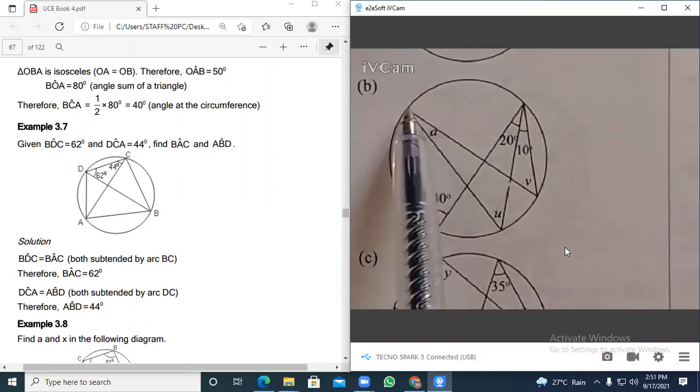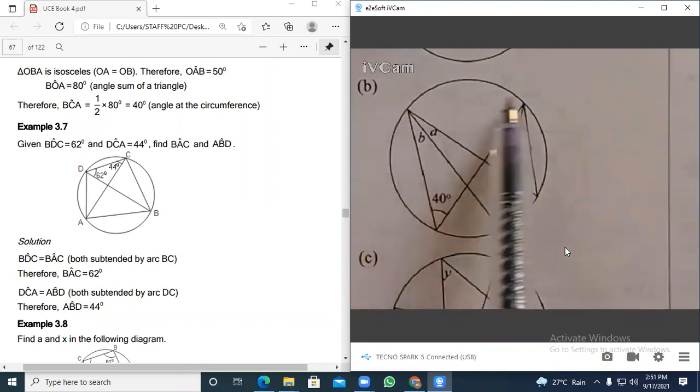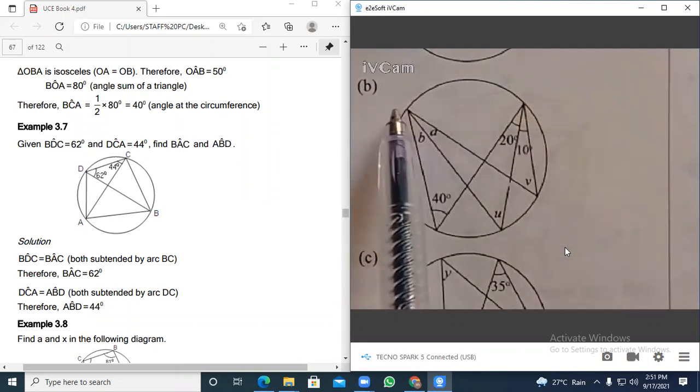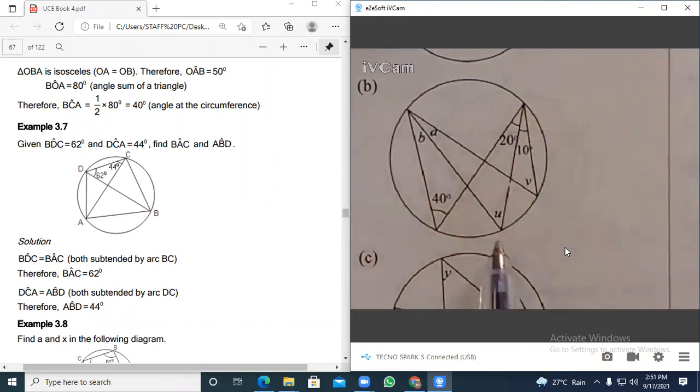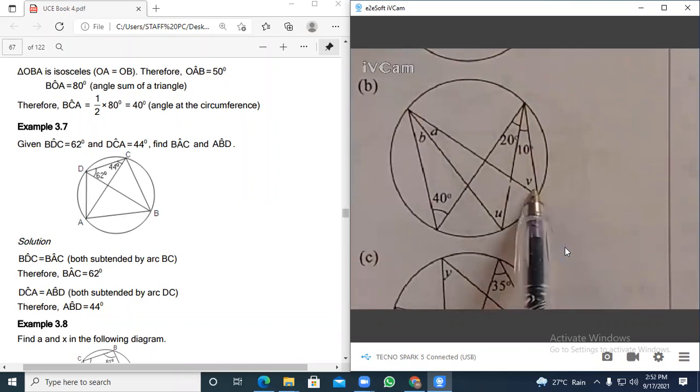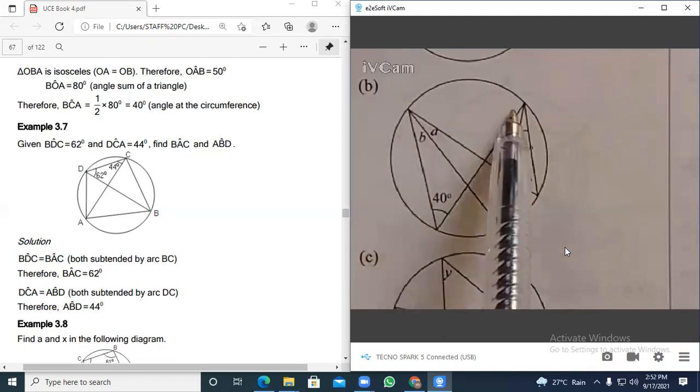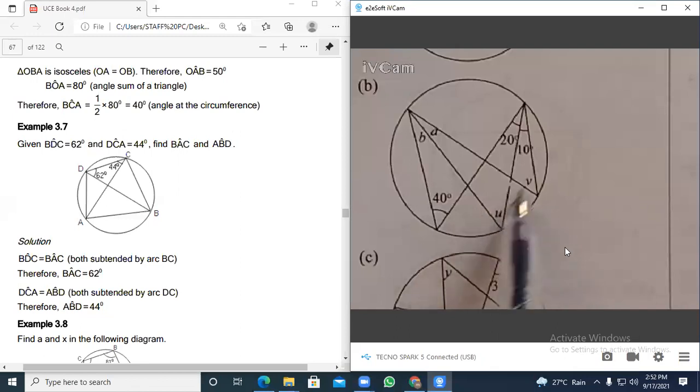Suppose I draw a chord. Do you see this point from here up to here? Suppose I draw a chord from here up to here. What do you think angle U is? 40. And angle V? 40. It is also 40. It will also be 40. Because if we draw a line from here up to here, those angles are subtended by the same arc.